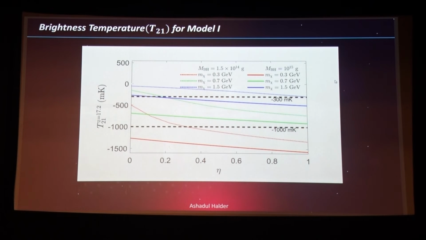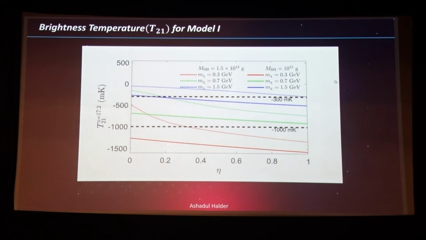And in this plot we introduce a new parameter to show the brightness temperature at z equals 17.2, which is given by this parameter. Using this parameter, we try to constrain the model parameters for the viscous dark energy model.